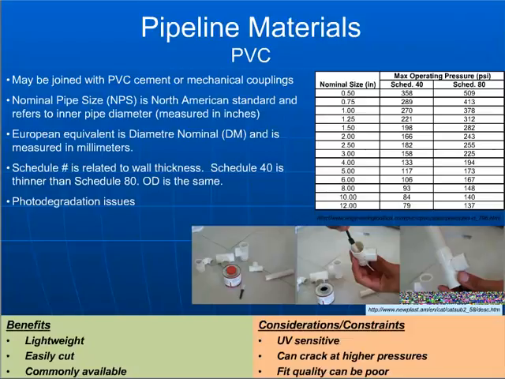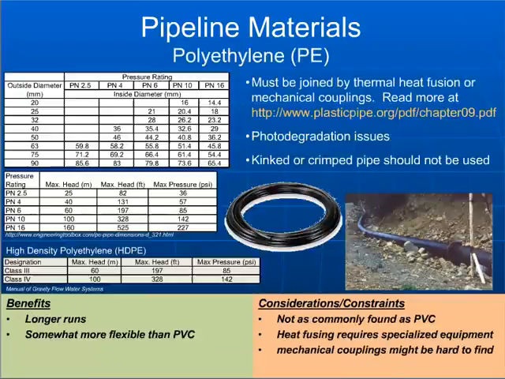The big constraint with PVC, like I mentioned before, was that it's sensitive to UV light. So the PVC pipe will crack if it's exposed to sunlight. The pressure rating of PVC pipe is also going to be lower than steel pipe. And again, making sure you've got the right size fittings and that all of the fittings are constructed well, high tolerance parts, will make sure that everything works in the field.